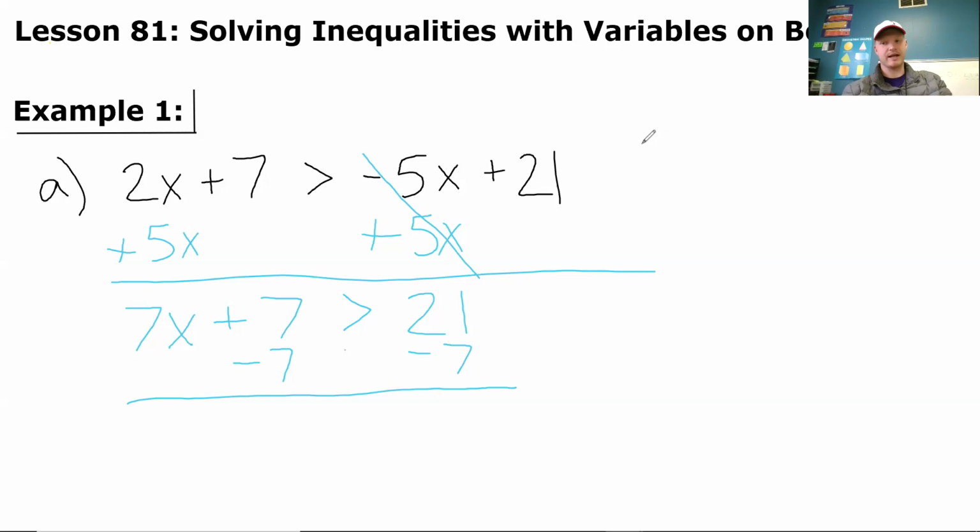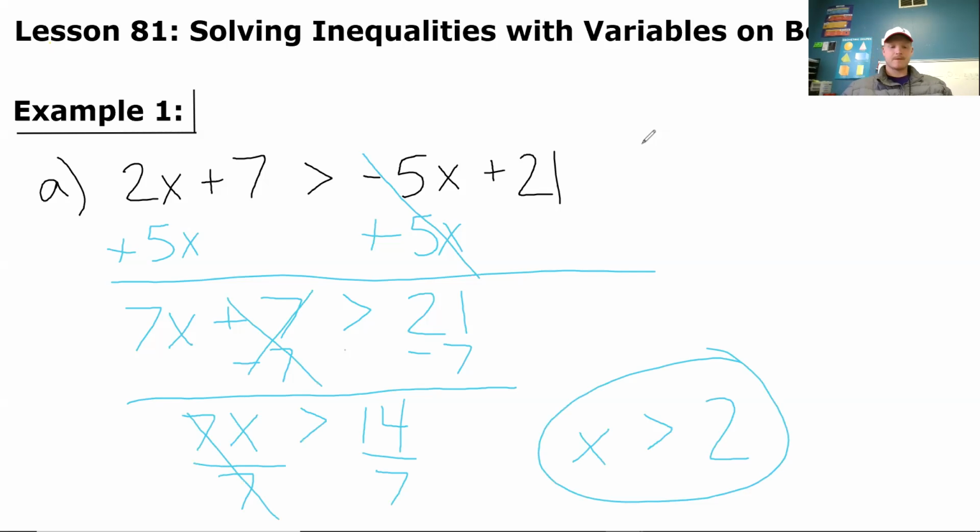It's only when you're dividing or multiplying by a negative number. So we have 7x, our 7s cancel there. It's greater than 14 because 21 minus 7 is 14. And here we go, divide by 7 to both sides. We have x is still greater than 2.